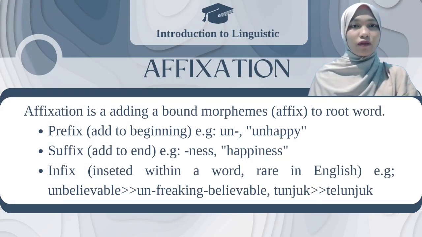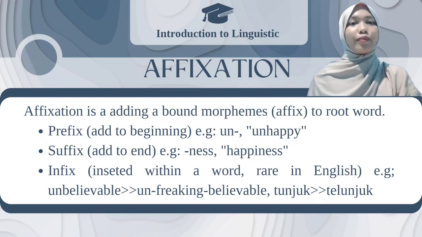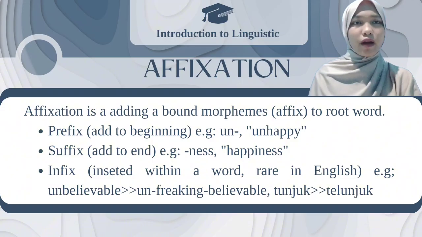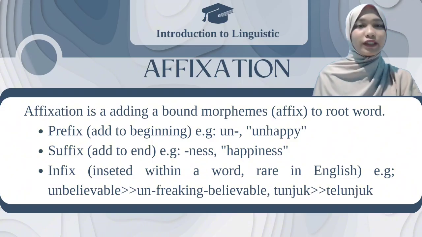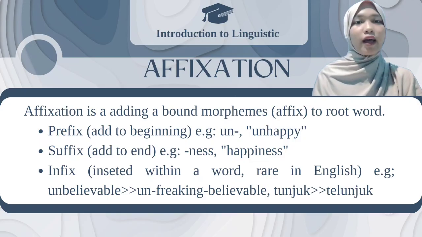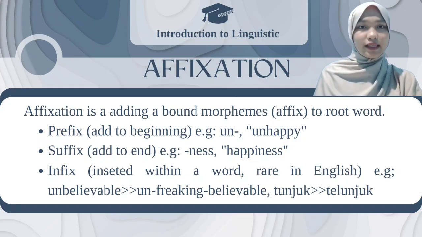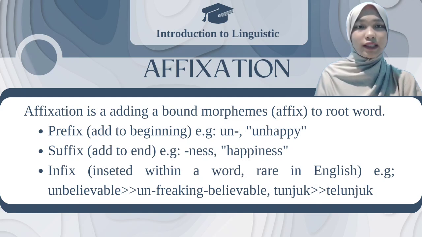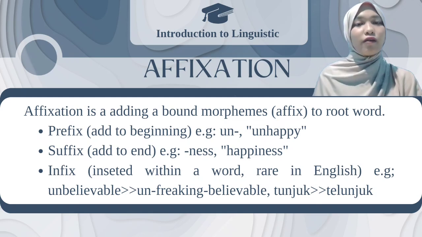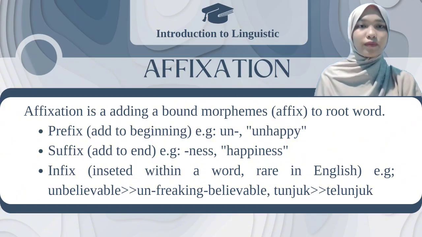The first type of morphological process is affixation. In the previous material, we have discussed affixation. So, what is the meaning of affixation? Affixation is adding a bound morpheme or affix to root words. There are three kinds of affixation. The first is prefix, at the beginning of words, and suffix at the end of words, and third, infix, inserted within a word, but the infix is rare in English.